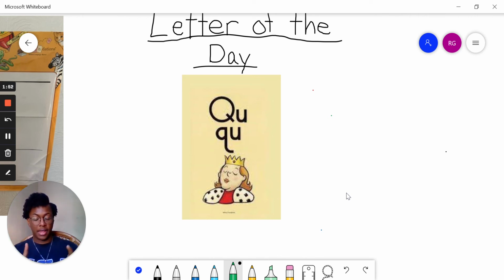But the other thing that we can look at on our sound cards is that we can always look at the picture to give us hints as to how we pronounce those letters. So here we have a picture of a queen. If I think about the first sound, the initial sound, the beginning sound of the word queen, queen, queen, I can figure out that the letters Q-U make the qu sound, qu.